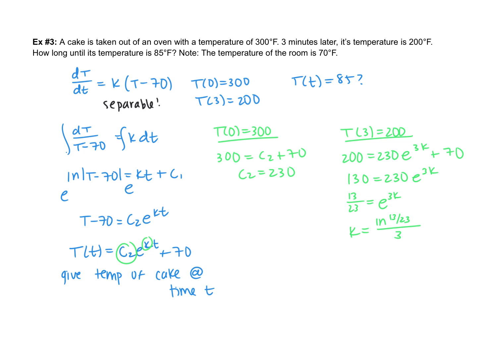Does this make sense? The first thing we should look at is, what do we know about this natural log? Well, because the argument is less than 1, this natural log is going to be negative. Does that make sense? Yes, it makes sense in this case because the cake is cooling. The temperature is going down. It's decreasing.